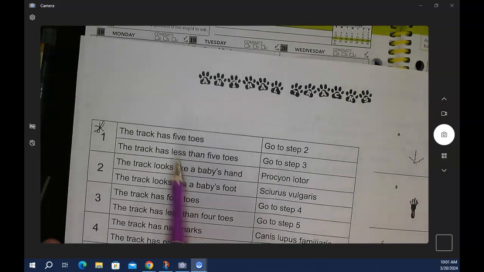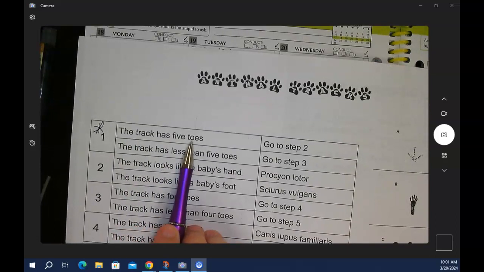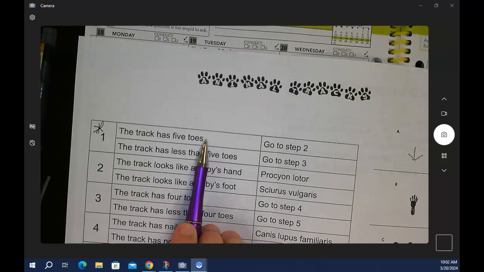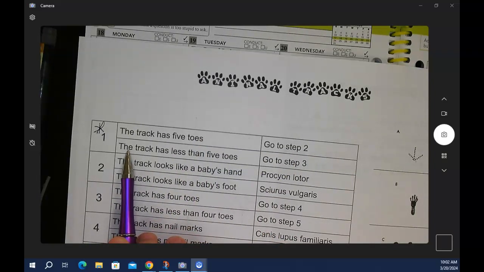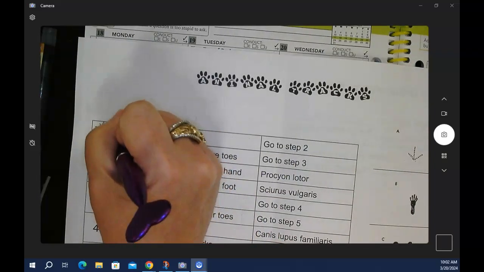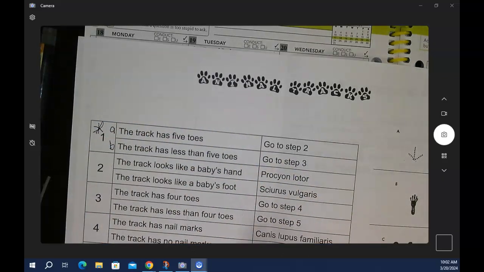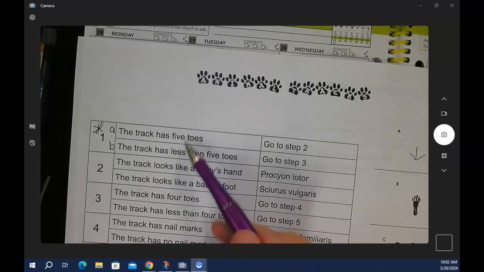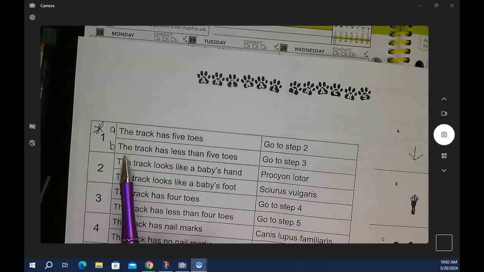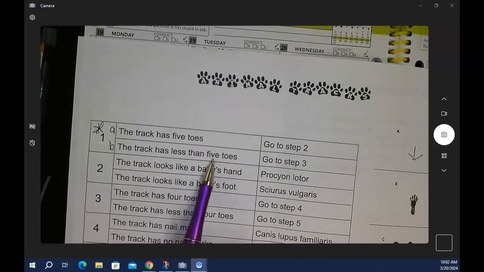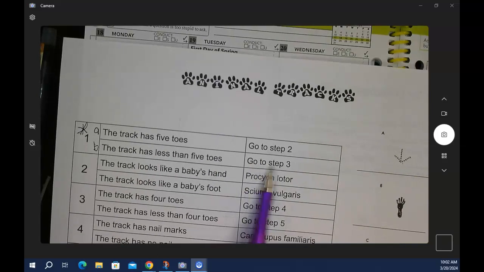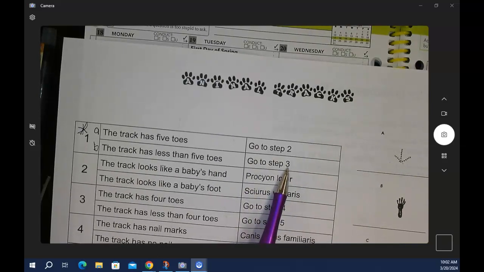we're going to ask ourselves, does that track have 5 toes? If the answer is yes, we go to step 2. If the answer is no, then we go to the second one. Sometimes these will be labeled as 1A and 1B. They call this a couplet, just like in poetry. If there's 2 lines of poetry, that's a couplet. The track has less than 5 toes, yes or no. And ours has 3, so that is less than 5. So we're going to go to step 3.